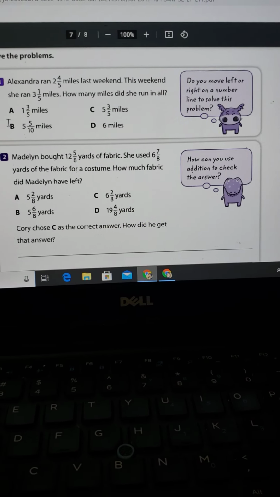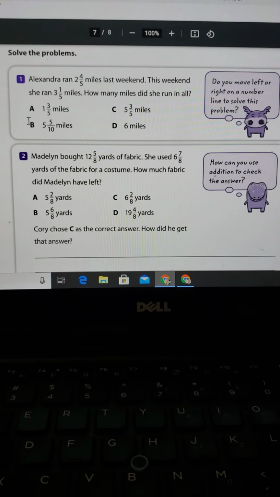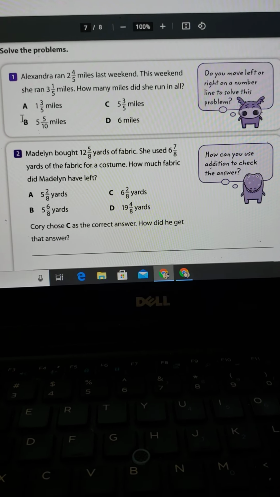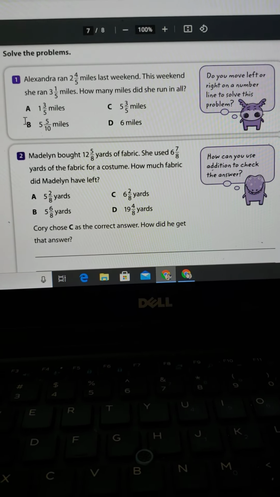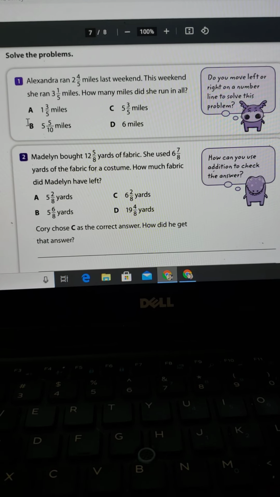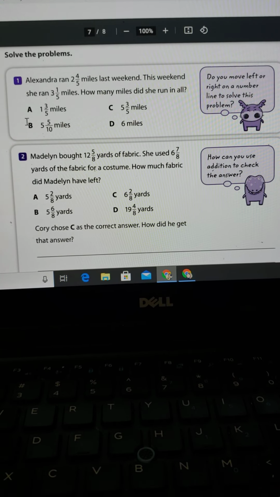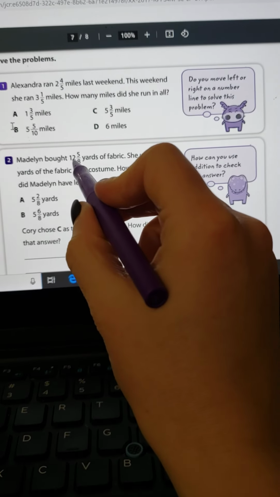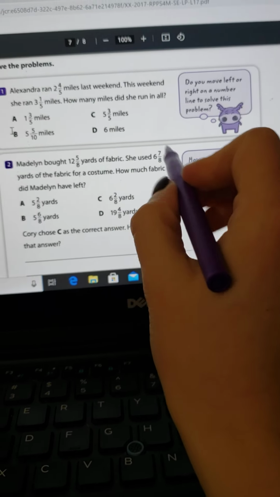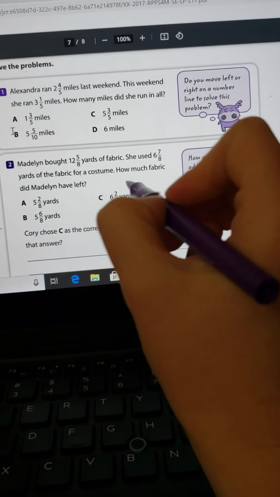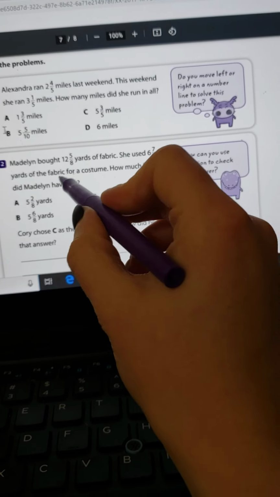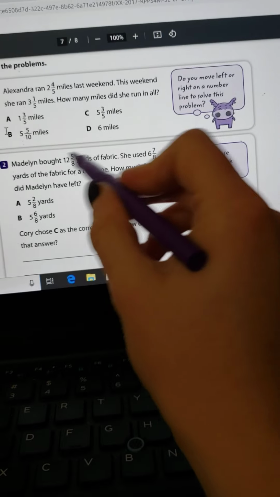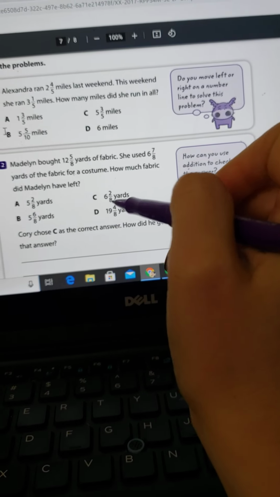All right, number 2. Madeline bought 12 5/8 yards of fabric. She used 6 7/8 yards of the fabric for a costume. How much fabric did Madeline have left? Okay, so if I'm starting with an amount, I'm using up some. That's the same thing as if I were getting rid of it. That tells me, and then I have this clue word down here, left. All of this information together tells me I'm subtracting.